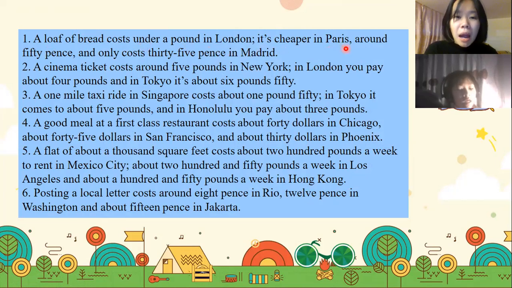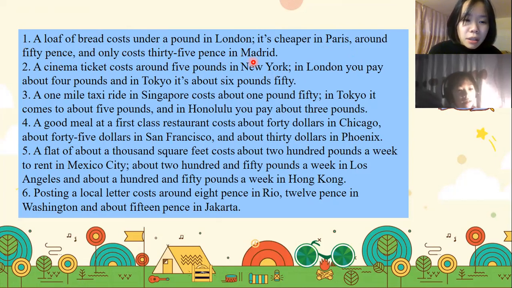It's cheaper in Paris, around 50 pence. Pence is smaller than pound, right? This is under 1 pound. Paris is even cheaper. And it only costs 35 pence in Madrid. So that means London is the most expensive one, right?